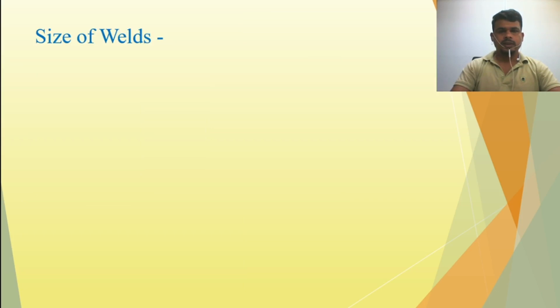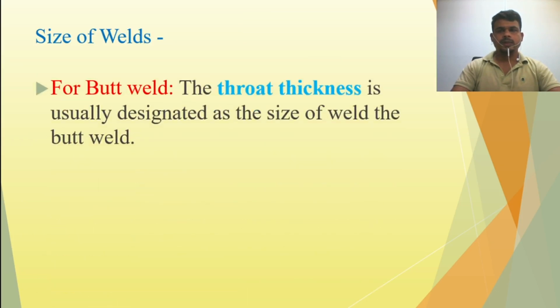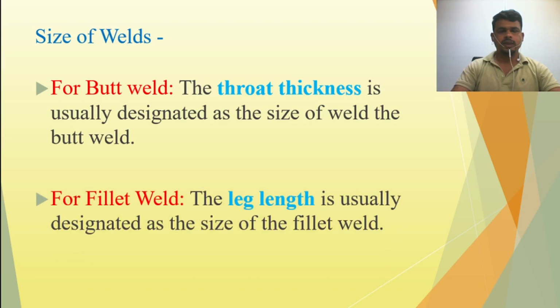Size of weld. So what is the size of weld? For butt weld, the throat thickness is usually designated as the size of the weld. So for butt weld, we need to consider the throat thickness as the size of weld. And for fillet weld, the leg length is usually designated as the size of the fillet weld. So for fillet weld, we need to consider leg length as the size of the weld.